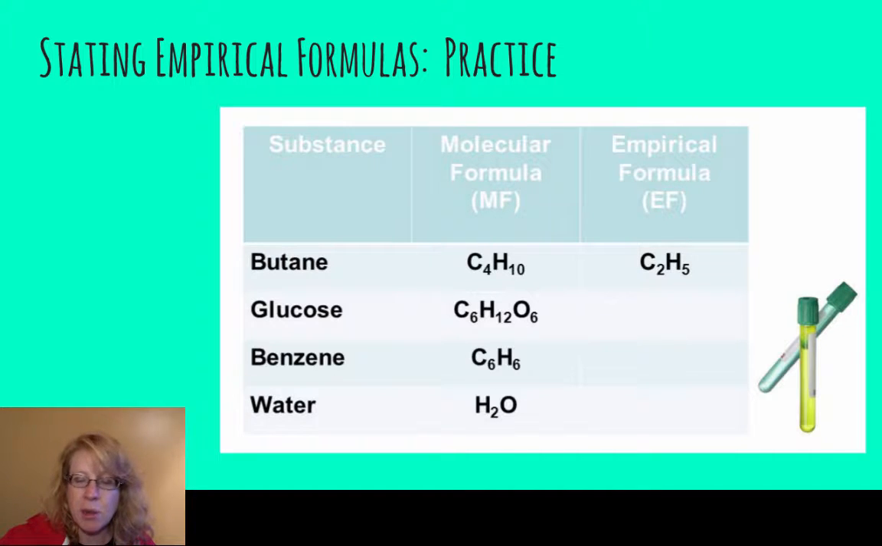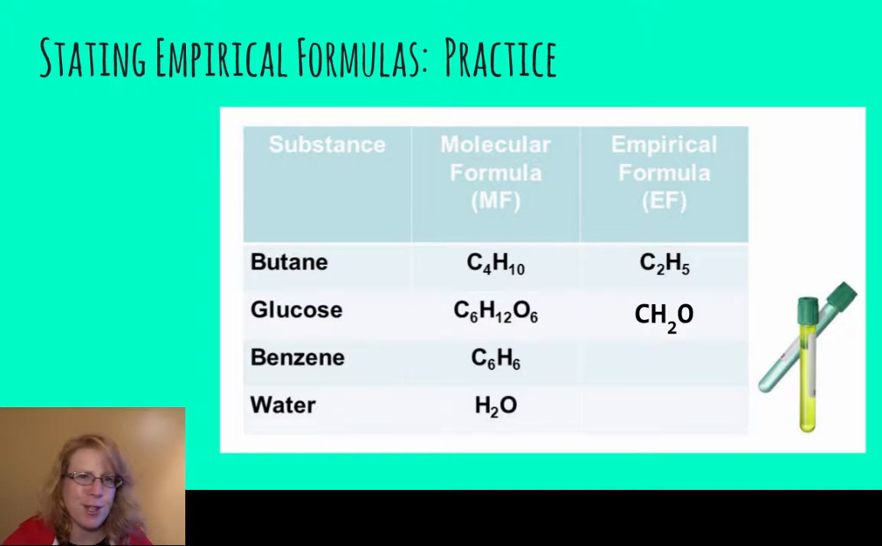So C6H12O6, when we reduce it down, it's actually CH2O. 1 carbon to 2 hydrogens to 1 oxygen. Basically, you divide each element of that particular formula by 6 to get it down to its lowest whole number ratio, CH2O. For benzene, you've got C6H6.